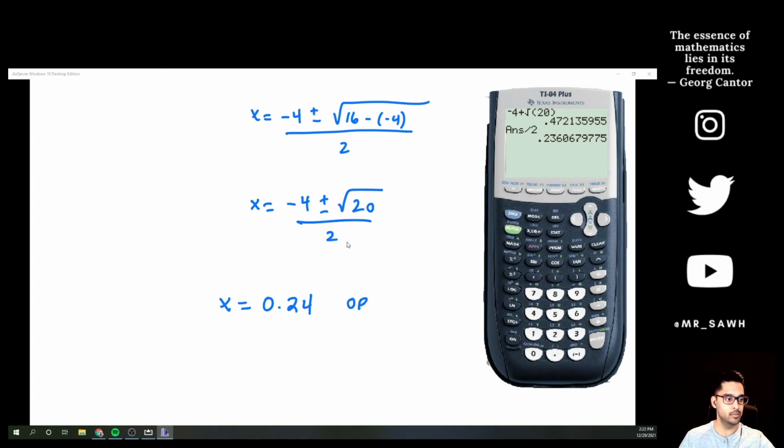And if I go do the minus version for the other x value, the second x-intercept, we'll do negative 4 minus the square root of 20.